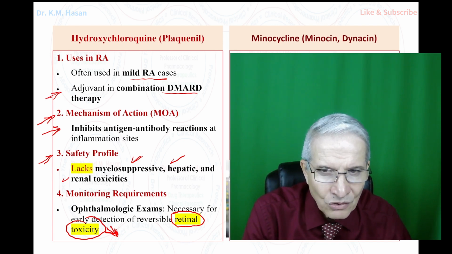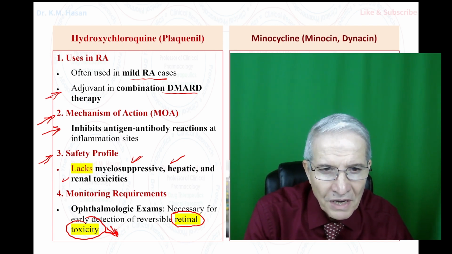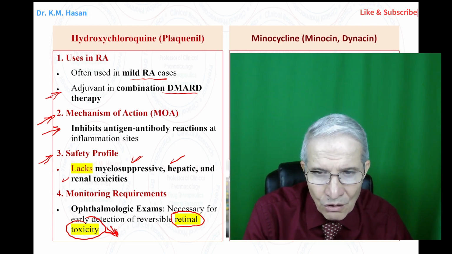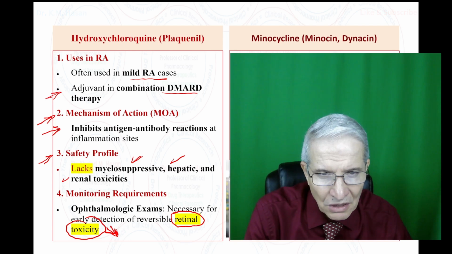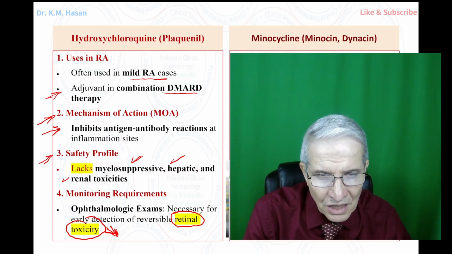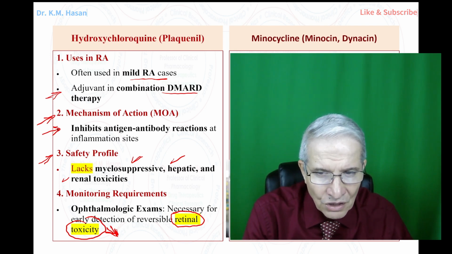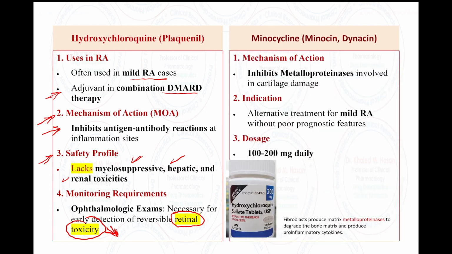Hydroxychloroquine is used for mild rheumatoid arthritis and could be used in combination with other DMARD medications. Hydroxychloroquine lacks myelosuppressive effect, hepatic toxicity, and renal toxicity. So we need to be familiar with all these, maybe highlight them regarding hydroxychloroquine.